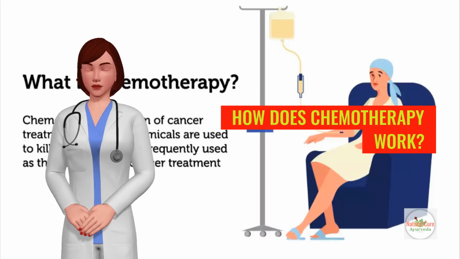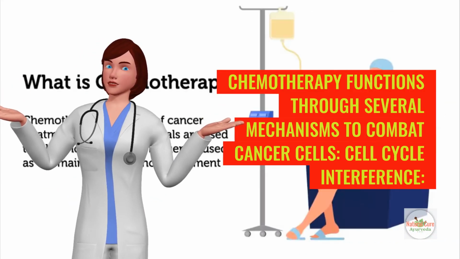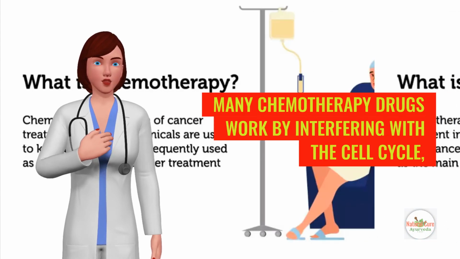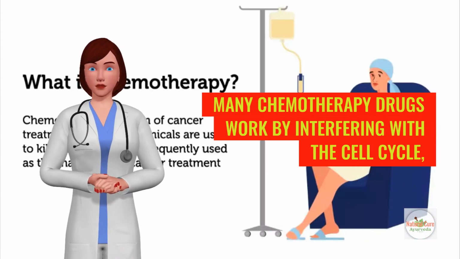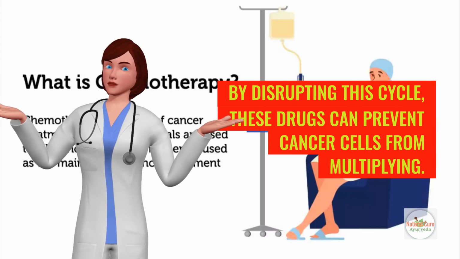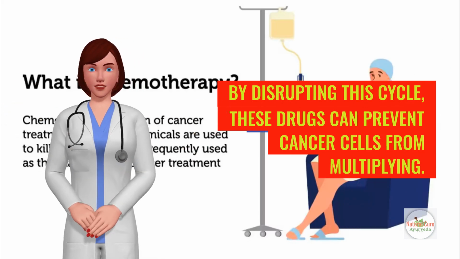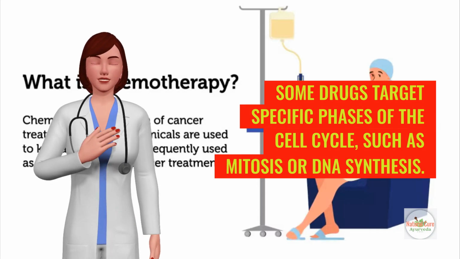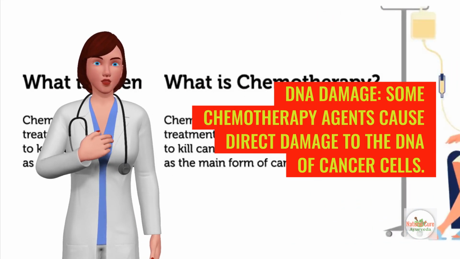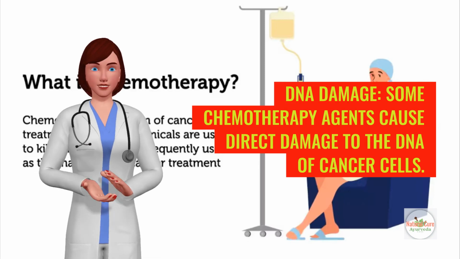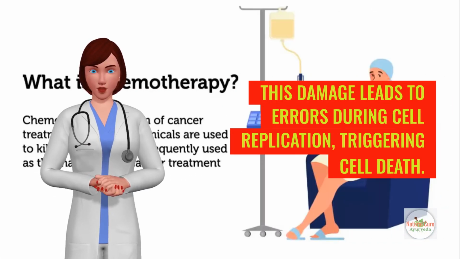How does chemotherapy work? Chemotherapy functions through several mechanisms to combat cancer cells. Cell cycle interference. Many chemotherapy drugs work by interfering with the cell cycle, the process by which cells grow and divide. By disrupting this cycle, these drugs can prevent cancer cells from multiplying. Some drugs target specific phases of the cell cycle, such as mitosis or DNA synthesis. DNA damage. Some chemotherapy agents cause direct damage to the DNA of cancer cells. This damage leads to errors during cell replication, triggering cell death.